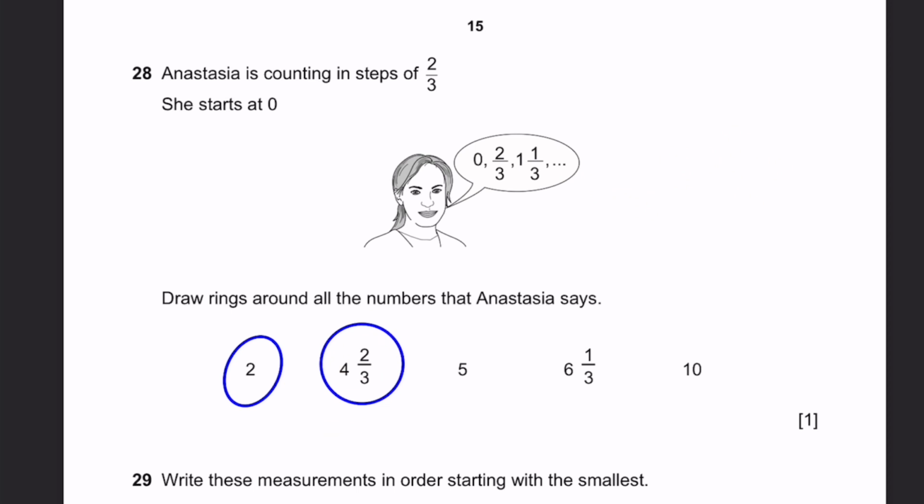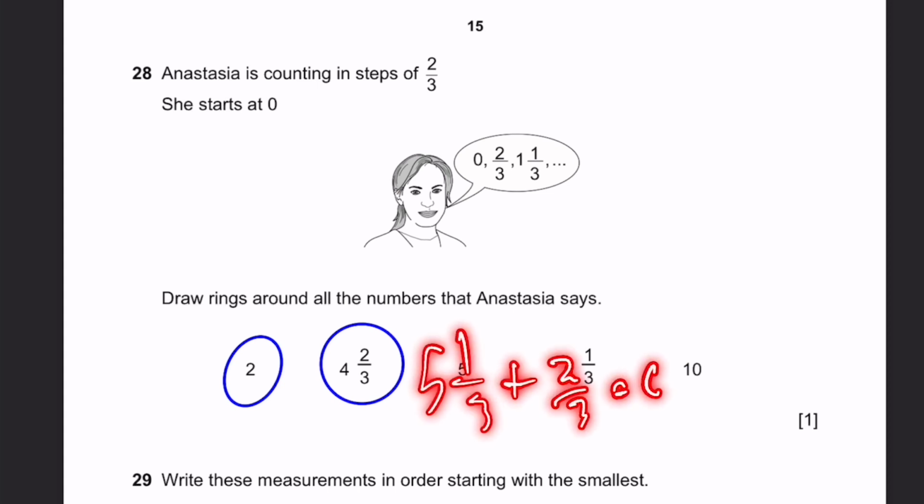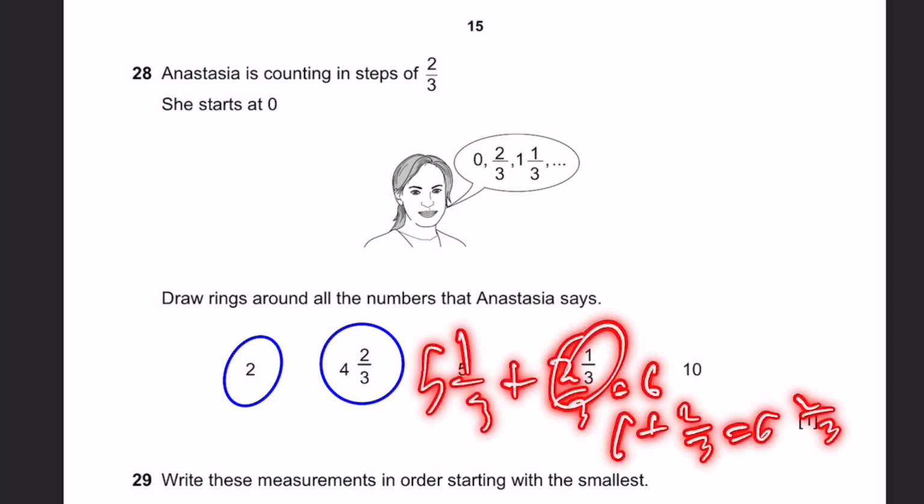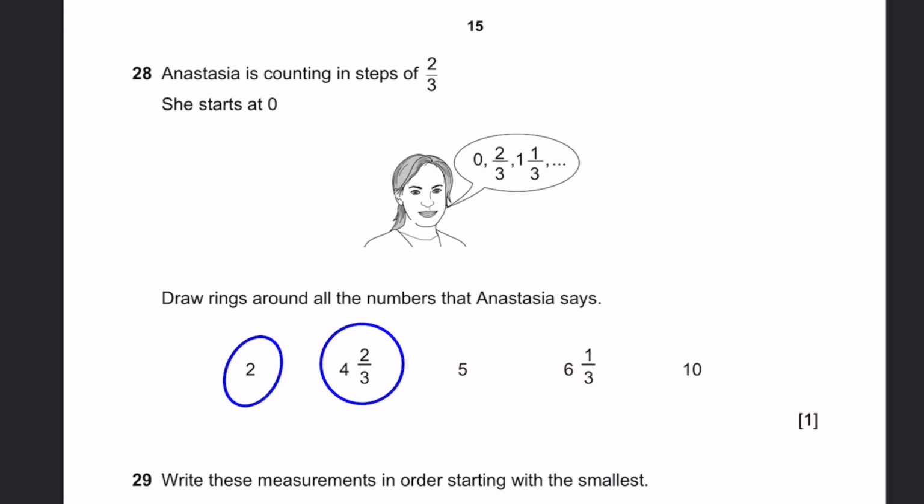5 is not said because after we add 2 by 3, it's 5 1 by 3, and 5 is not there. And after we get 5 1 by 3, add 2 by 3, we get 6, and then 6 plus 2 by 3 is 6 2 by 3. So we don't get 6 1 by 3 either. And as I told, all the multiples of 2 are there in this sequence which she's saying. So 10 is also there. That's the answer. Question 29.